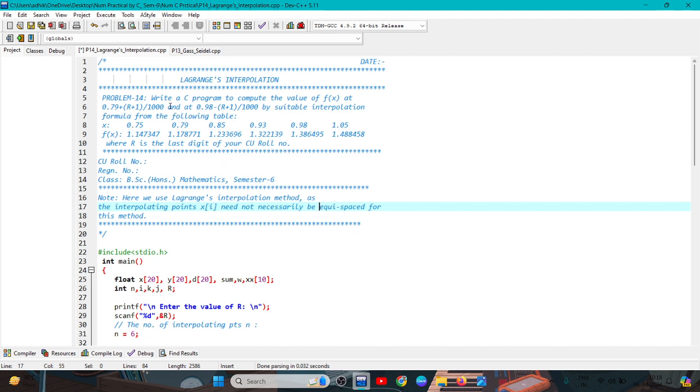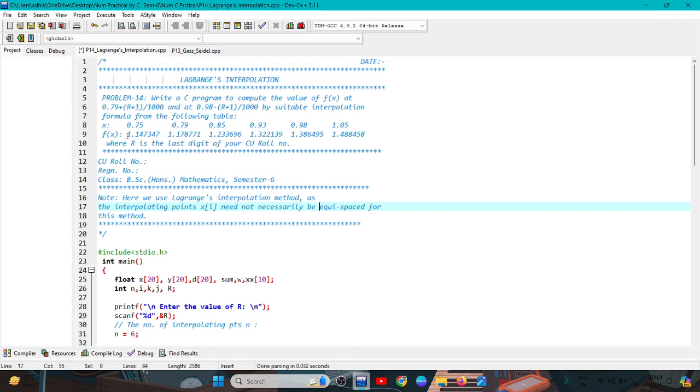Problem 14. Write a C program to compute the value of f(x) at 0.79 plus (r+1)/1000 and at 0.98 minus (r+1)/1000 by suitable interpolation formula from the following table. X is 0.75, 0.79, 0.85, 0.93, 0.98, 1.05 and corresponding f(x) are 1.147347 and so on, where r is the last digit of your C roll number.